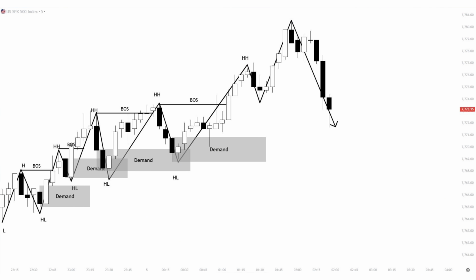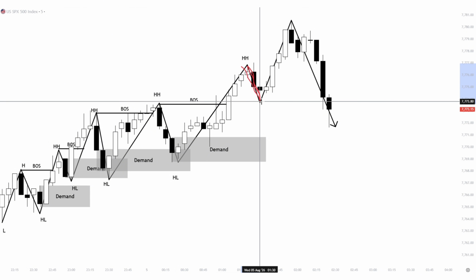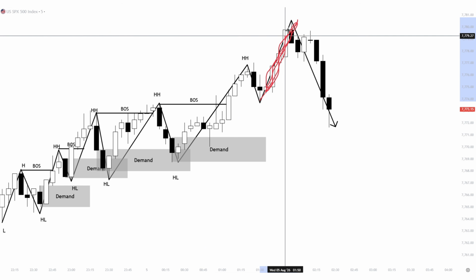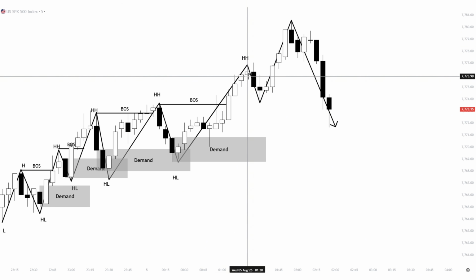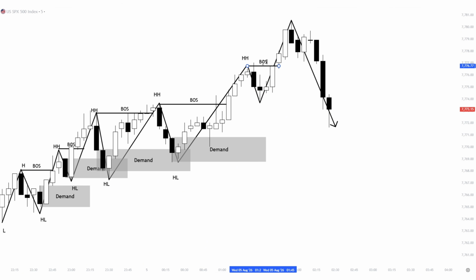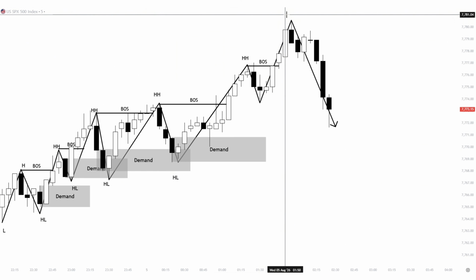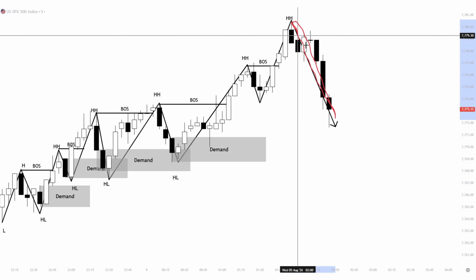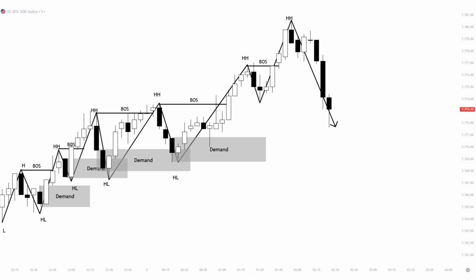And in this case, we also see that the pullback didn't manage to hit into the demand, it actually ended way above it, before continuing the uptrend by pushing up and breaking above the last high, so having a break of structure. And this is created because we got a higher high. And after a higher high, we look for a pullback to the downside to find a swing low that on an uptrend should be a higher low.